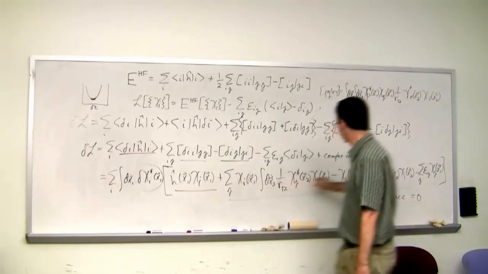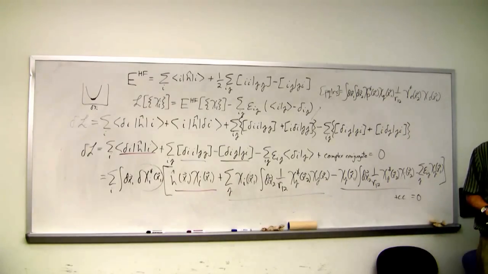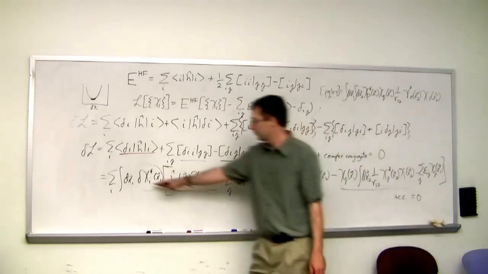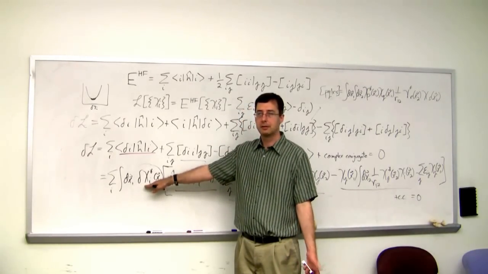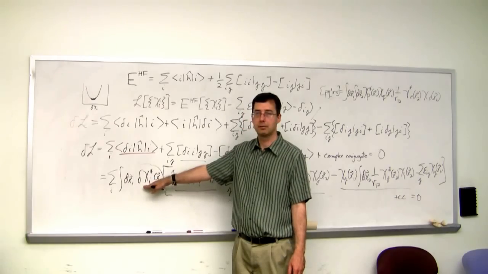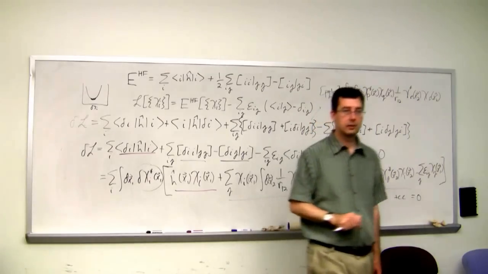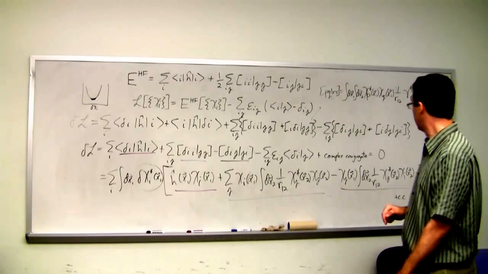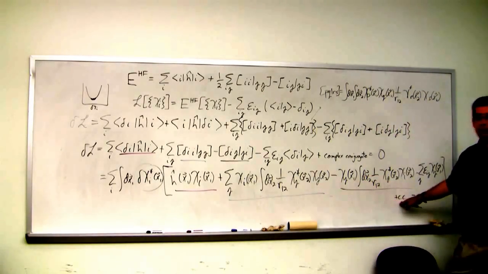So if this is true for any reasonable delta chi-i you pick, then it must be that the stuff in brackets is 0. Because put whatever you want here, as long as it's small, and it's always true. So if you put anything here and it's always 0, it's not that this is 0, that wouldn't make any sense. It's that this is 0. So the bracketed thing is 0. And certainly 0 plus its complex conjugate is still 0, so that's okay.